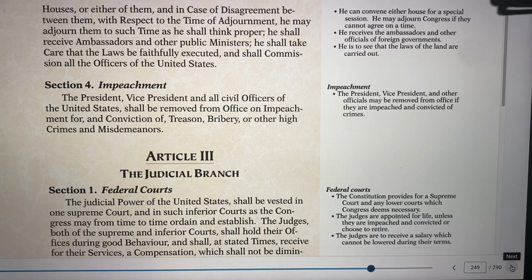He can convene either house for special sessions. He can say, okay, we're going to have a special session in the House of Representatives of Congress. He may adjourn Congress if they can't agree on a time. If they can't agree on a time, he can say the Congress is adjourned. He can receive ambassadors and other foreign officials. He is to see that laws of the land are carried out. That's his job.